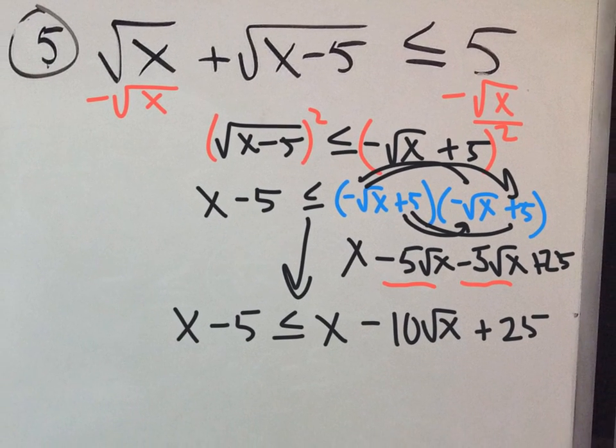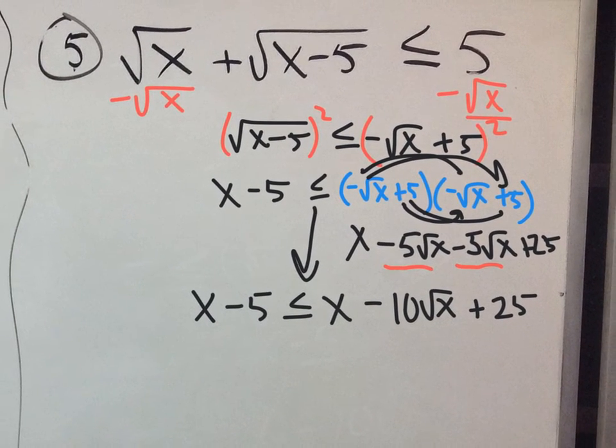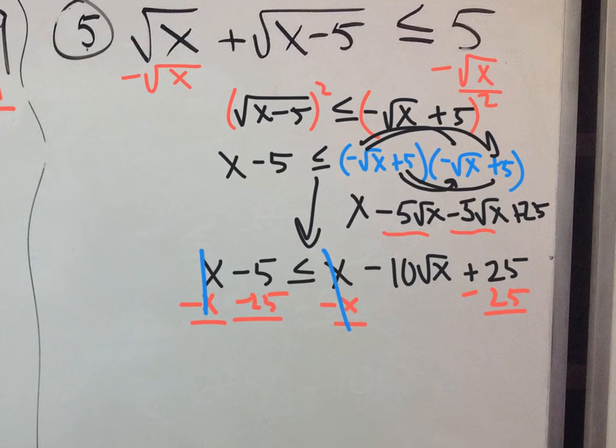I have one radical. I need to get that radical by itself. So let me isolate the radical by subtracting 25, and also subtracting x and subtracting x. I'm doing 2 steps in one. So, of course, the x's cancel here and the x's cancel there. So let me rewrite this thing. I'm going to have negative 30 is less than or equal to negative 10 square root of x.